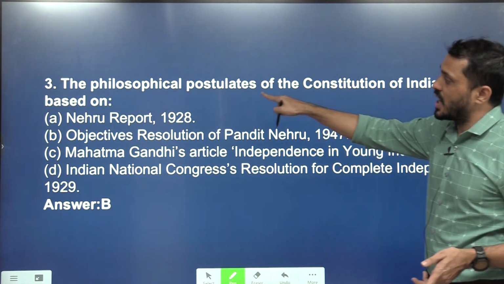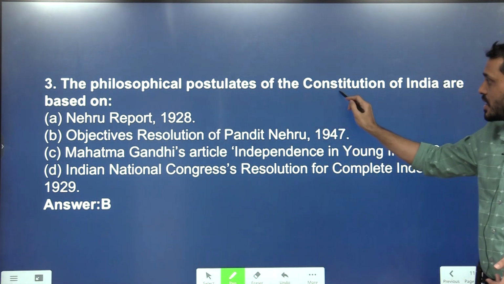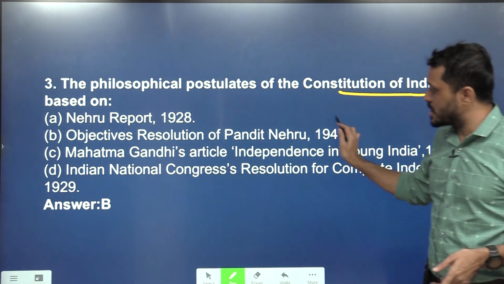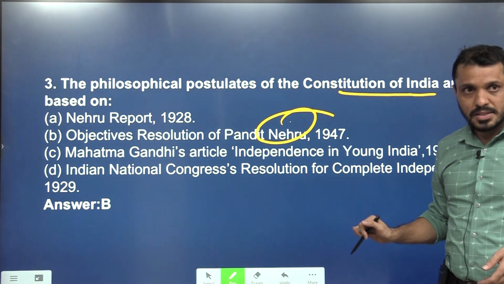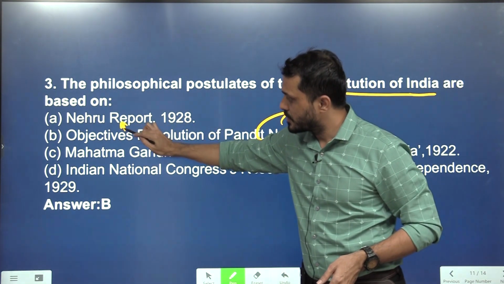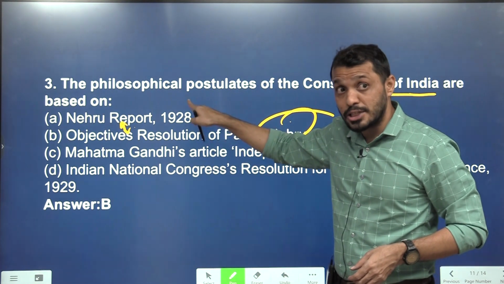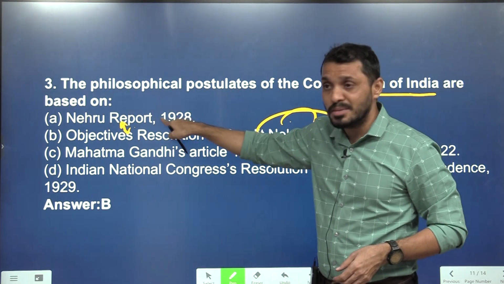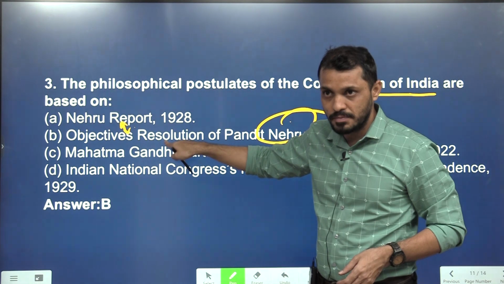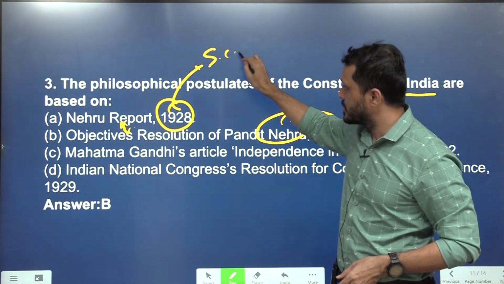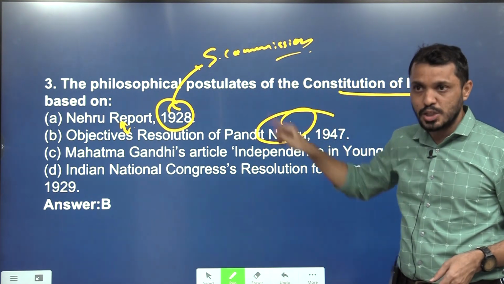If you see this, the philosophical postulate of the Constitution of India is based on what? Here the question is based on the objective resolution. Sometimes the students will get confused here. Nehru objective resolution, second statement. The first statement is also Nehru, but that is Motilal Nehru and here it is Jawaharlal Nehru. The first is about the Motilal Nehru report in response to the Simon Commission.